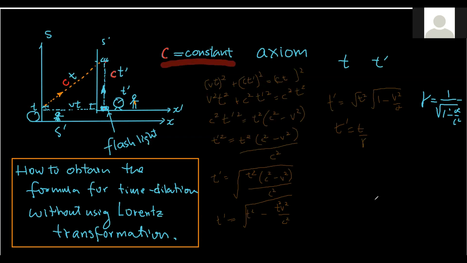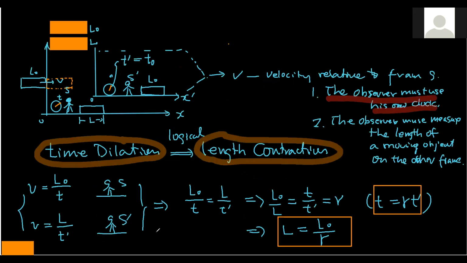One more step, the final step. t is equal to... that's right. In other words, t will equal gamma times t prime, which is the proper time in this case, because this is not moving. In this way, we can also obtain the formula for time dilation. Now, if you combine this method with the one I just showed you today, then you can derive the formula for length contraction as well.